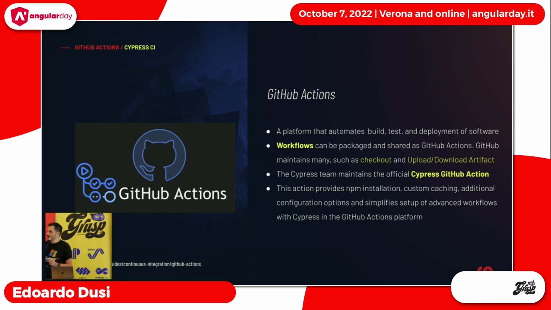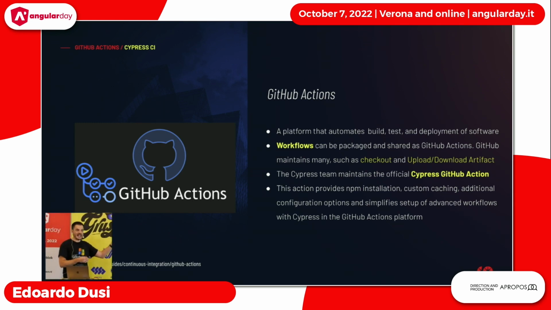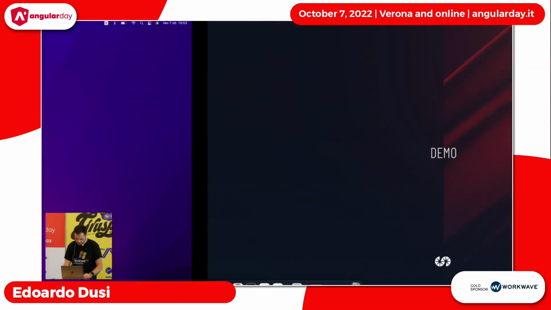You can automate things, and there's a marketplace. Some actions are maintained by the GitHub core team, like checkout and the artifact upload and download. And there's an official Cypress GitHub action, so it's really easy to pick the Cypress action, integrate it into your workflow, and everything is really easy. With the Cypress action, you have the npm installation, the caching, and also other configuration options. Okay, so the demo.